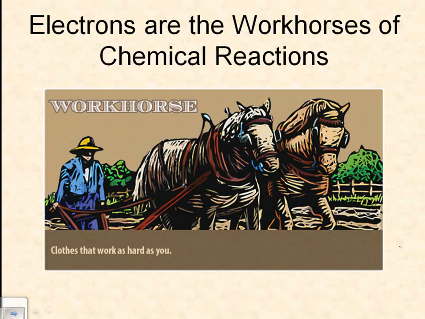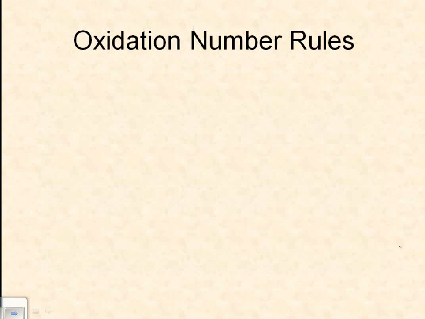So electrons are really the workhorses of chemical reactions. It's the electrons moving and creating bonds that cause compounds to be made, bonds to be broken. So protons and neutrons are just there along for the ride. The electrons are what does all the work. And this is what happens in oxidation reactions.